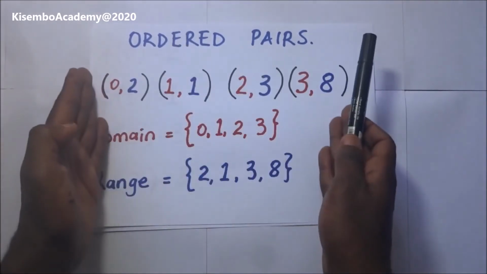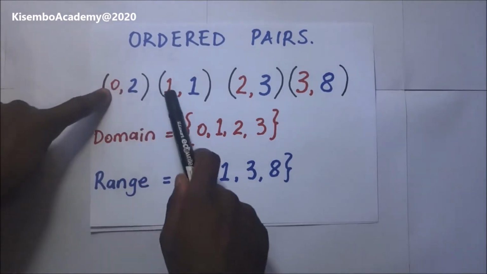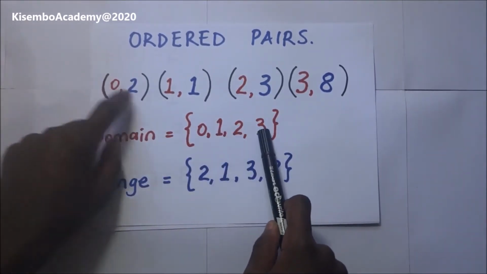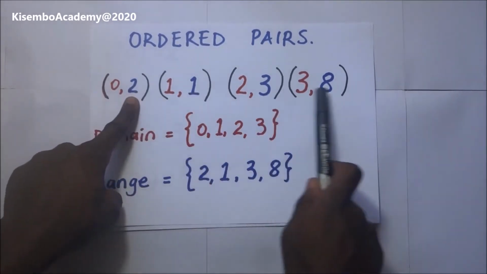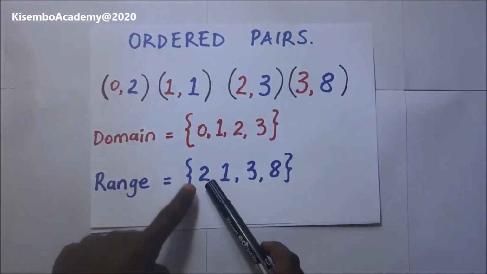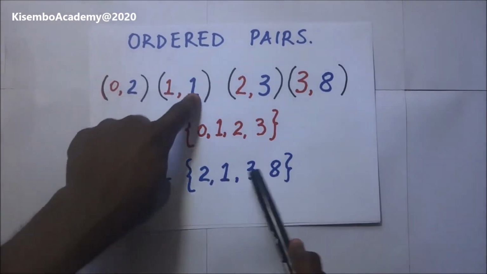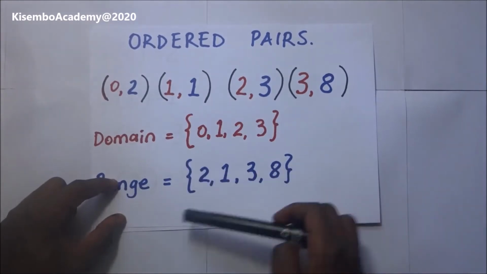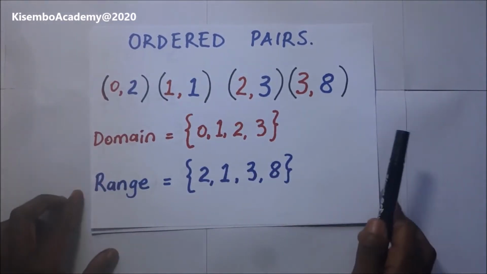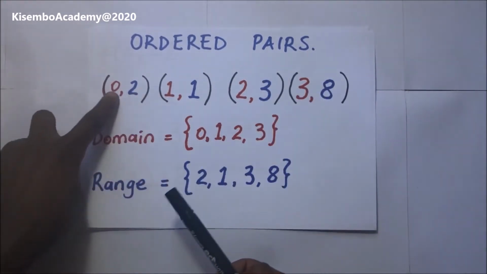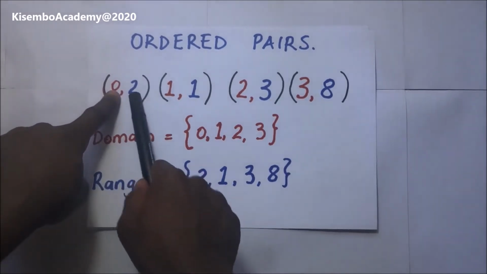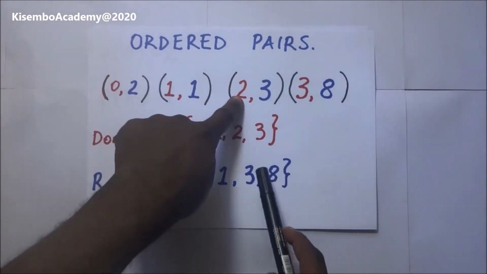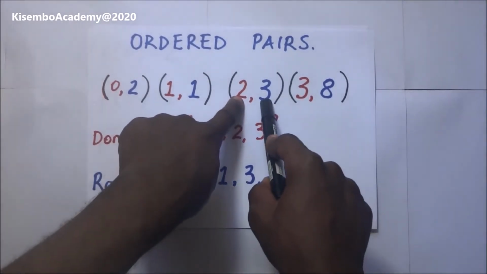From these ordered pairs, the values in red, the values of x, are the ones we call the domain: 0, 1, 2, 3. The ones in blue are the values of y, which are 2, 1, 3, and 8. So the domain is that, and this is our range. From these ordered pairs, you can see that every input corresponds to a certain output, or every value of x corresponds to a certain value of y.